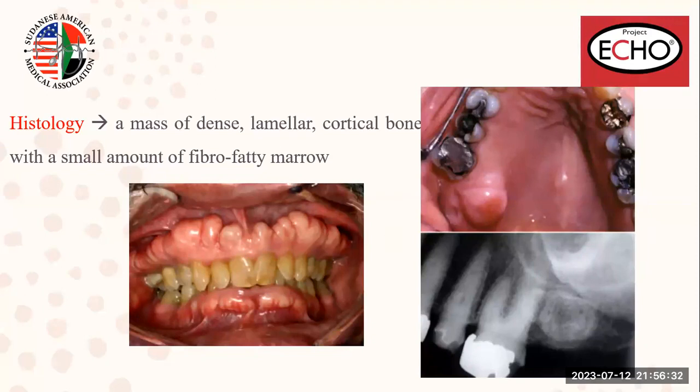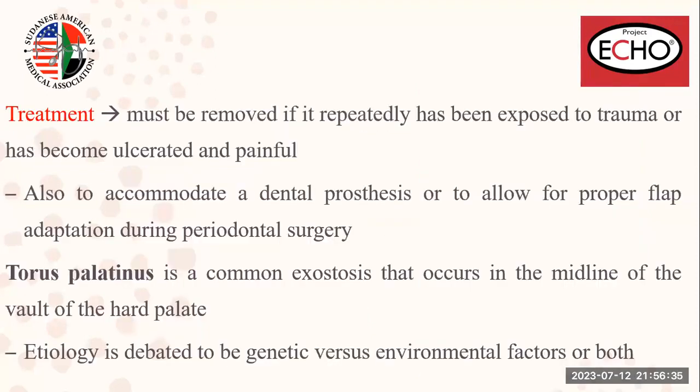So what about the treatment of this condition? It must be removed if it has repeatedly been exposed to trauma or was the reason for painful ulceration. In this case, you have to do surgical removal. Also, it's sometimes important to remove them to accommodate a dental prosthesis or to allow for proper flap adaptation during periodontal surgery. Otherwise, if they are not causing any problem or any concern for the patient, they can just be left alone.